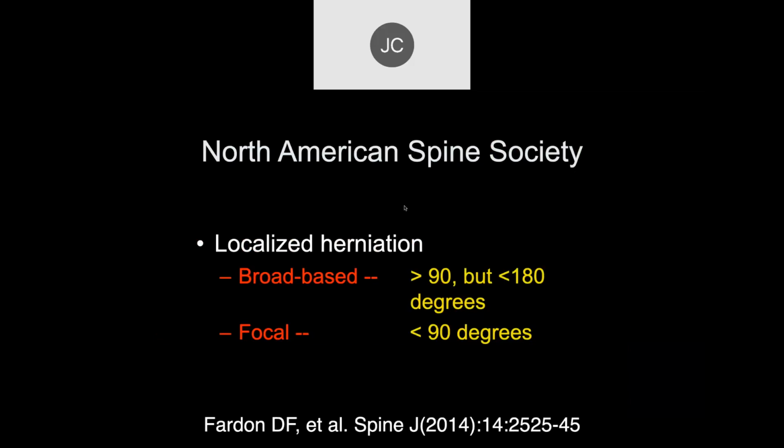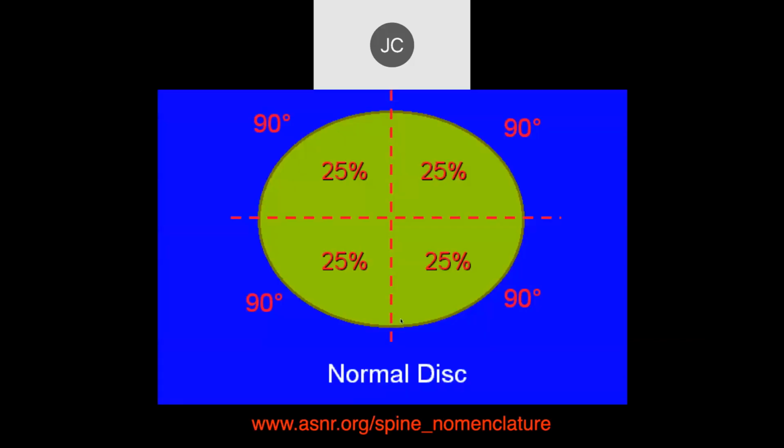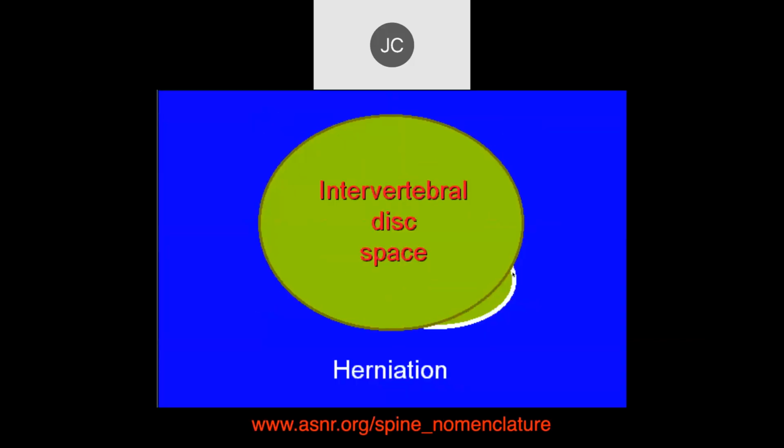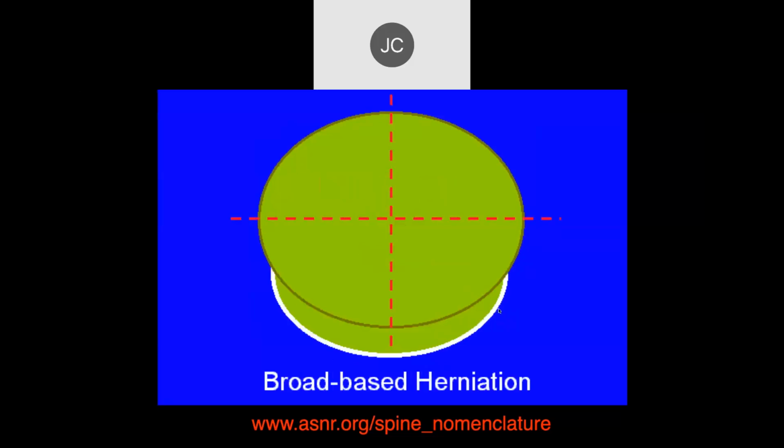Now, more important herniations are localized herniations. They're broad-based, which are greater than 90 but less than 180 degrees, and they're focal, less than 90 degrees. And so here would be the disc itself. This would be what they call a focal disc herniation, which is less than a quarter of the circumference of the circle. Generally, most focal herniations are going to be less than this. They're going to be really less than about an eighth. But this is the definition by the North American Spine Society. So this is a focal disc protrusion.